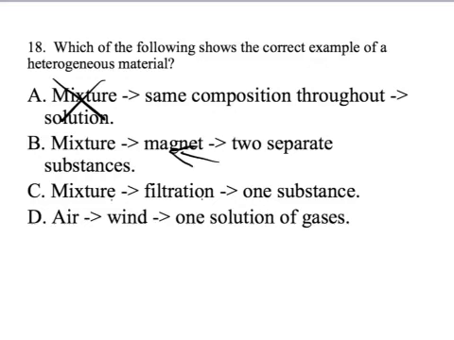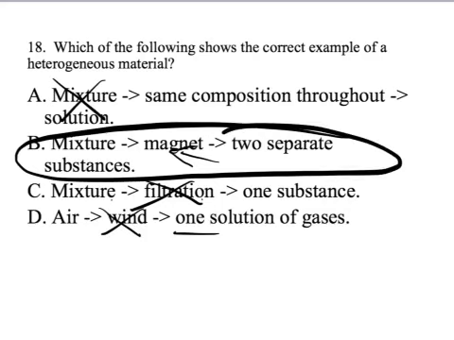Air, wind, one solution of gases. Nope, again, one. That's our key word to tell us that's different. So our correct answer, a mixture, we could separate it with magnets and have two separate substances. Could I have more than two? Yes, but I would have two separate substances, definitely.